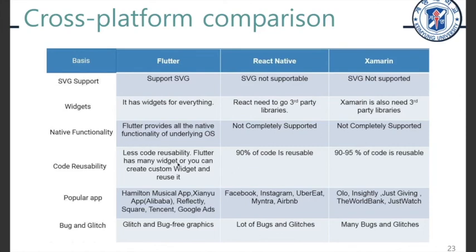The problem is there is less code reusability. With React Native, there is 90% code reusability, and with Xamarin, up to 95% code reusability. And you can see which popular apps use different systems. There are more apps developed with Flutter than the others, and you can see that React Native has lots of bugs, and Xamarin also has lots of bugs.